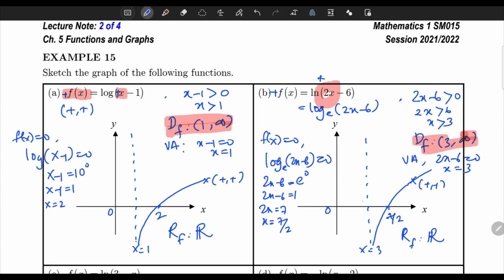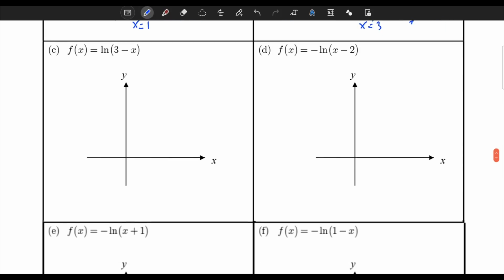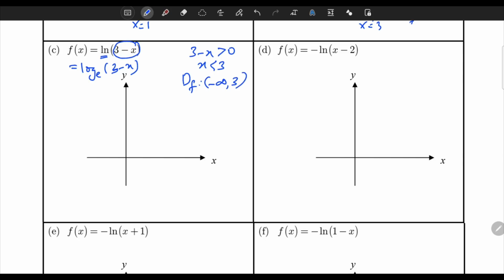Okay. Next, C. Okay, let's move on. So you look at C. We have another 4 questions here. So you look at C. So inside the log. So again, this is ln. So this is log base e. Okay, 3 minus x. So 3 minus x must be greater than 0, x less than 3. So the domain will be negative infinity to 3. So for the vertical asymptote, we get 3 minus x equal to 0, x equal to 3. So find your x equal to 3. So there you go. So that's your origin.